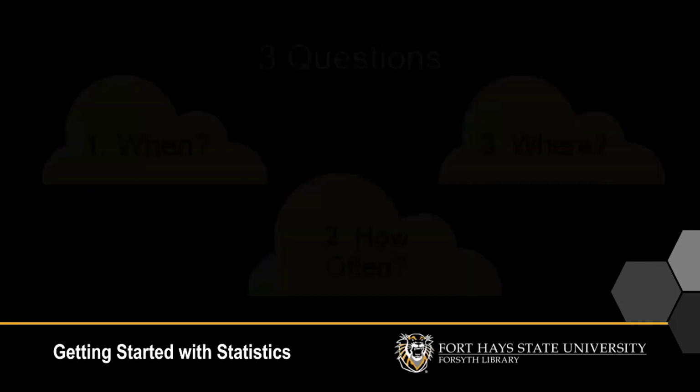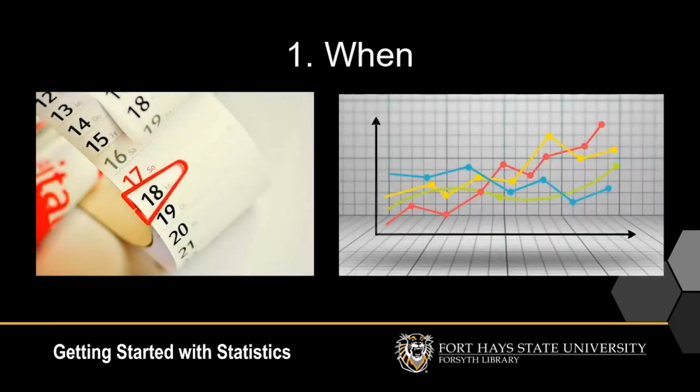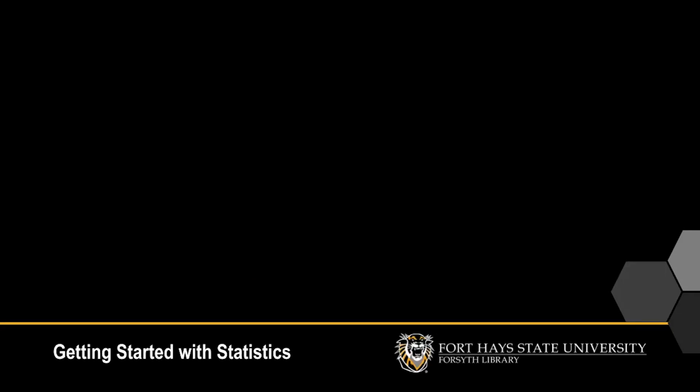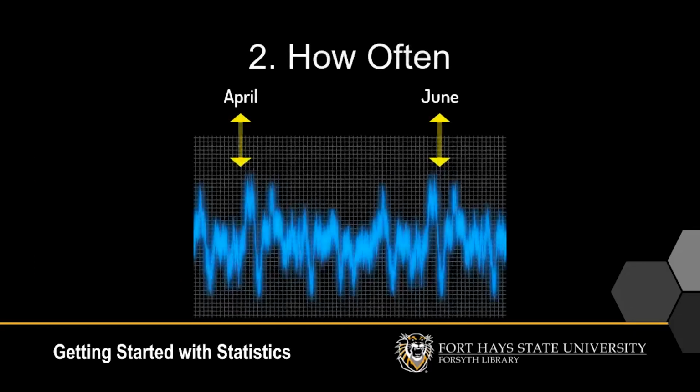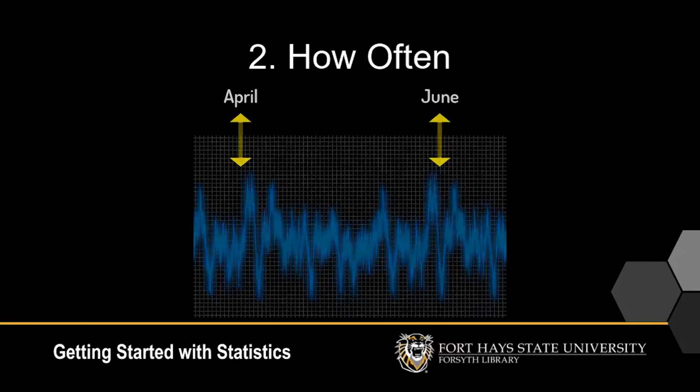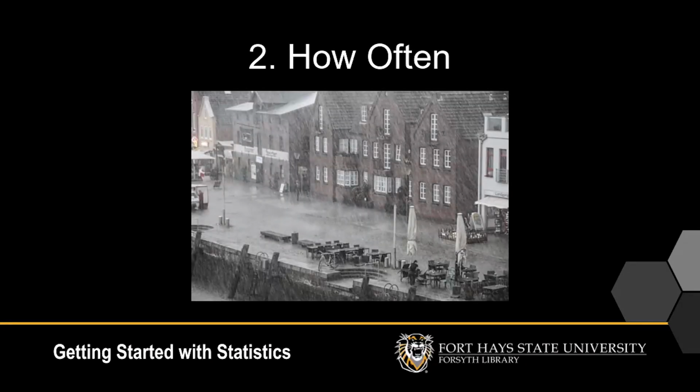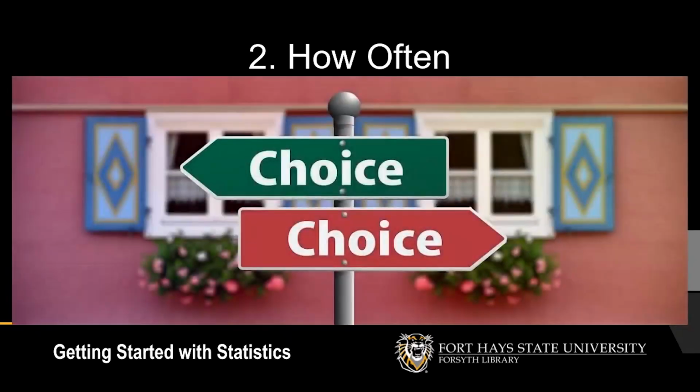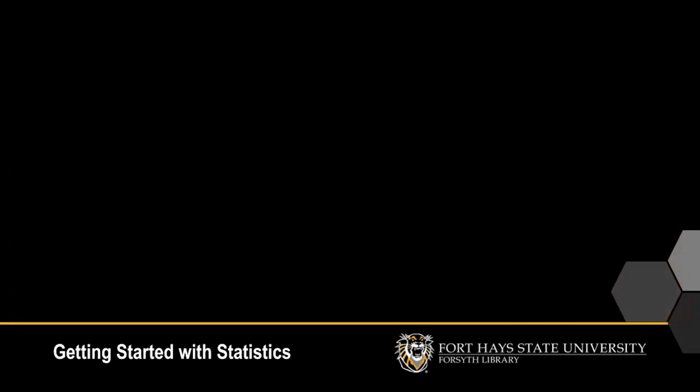In order to find relevant statistics on your topic, ask yourself 3 questions: when, how often, and where. Consider if you are looking for data from a specific point in time or looking at changes over time. How often are the numbers reported in comparison to how often the variable changes? For example, if you are looking at weather patterns, you might want to consider several decades of data, whereas a single decade is usually sufficient for political views.